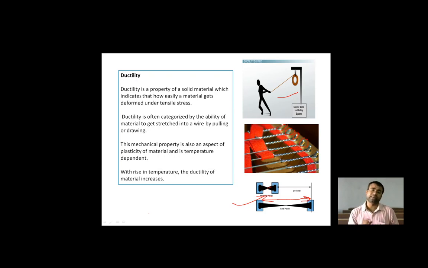And that is how we select the material for making this kind of structure, which I showed you in the figure in the beginning, that the bridge is maintained by these wires which are hanging to that bridge. So the ductility is the ability of a material to get stretched into a wire, by the pulley or by drawing. So this mechanical property is also an aspect of the plasticity of a material and is temperature dependent. It will change according to the temperature.